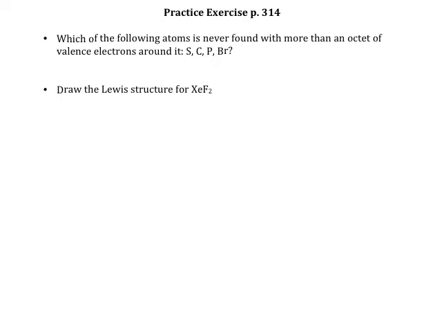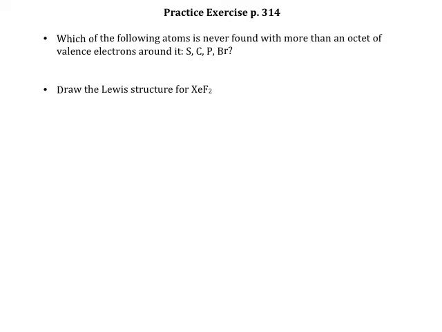This is a practice exercise from page 314 of the textbook. We're talking about atoms that can exceed their octet. So they give us a couple of different atoms: sulfur, carbon, phosphorus, and bromine. Carbon is in period 2, so it's using its second energy level. Phosphorus and sulfur are in period 3, so they're using a third energy level, and then bromine is in period 4, so it's up to a fourth energy level.